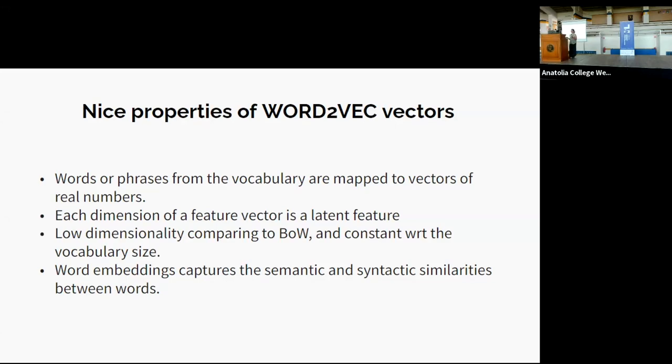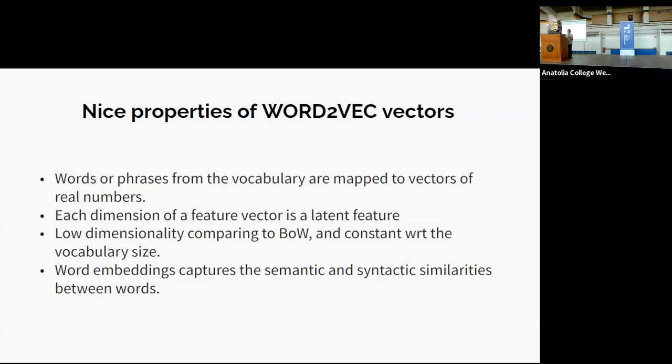So the really nice properties of these embedding vectors that were learned in this way was that the words and the phrases are now mapped to a much lower dimensional space. You basically specify beforehand what kind of dimensional matrix you want for all of your vocabulary. You could have typically something like 300, 700 dimensions. And each dimension of a feature vector is a latent feature. And it's now all real numbers, of course.